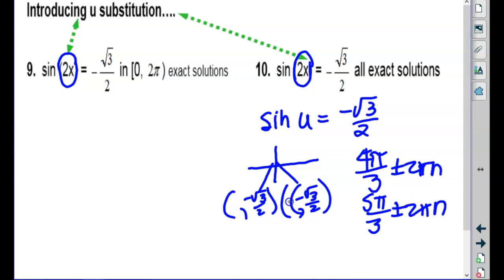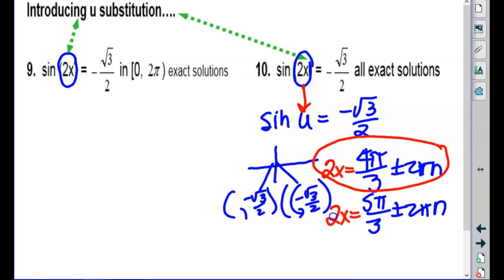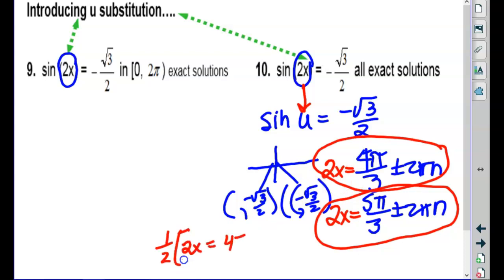And we're not done. So it's really what we've been doing, but we're adding another step. The extra step was, this is not really a U, it's a what? So I currently have 2x equals all of this, or 2x equals all of this. What do I have to do to get x all by itself still then? Divide everything by 2. Now, be real careful. Dividing by 2 is really taking half, right? So if I take half of 2x equals 4 pi over 3 plus or minus 2 pi n, what will I get?